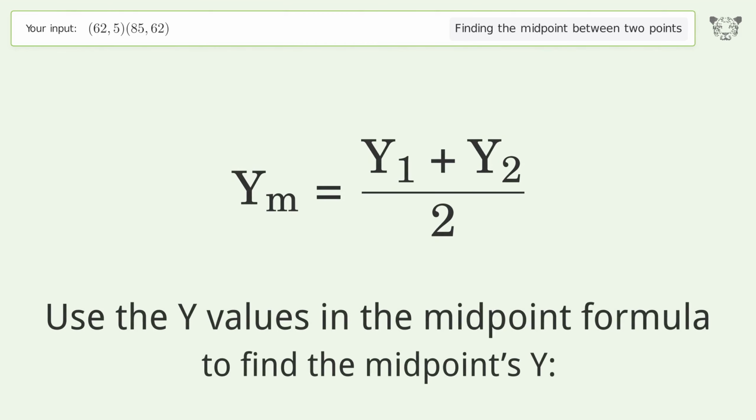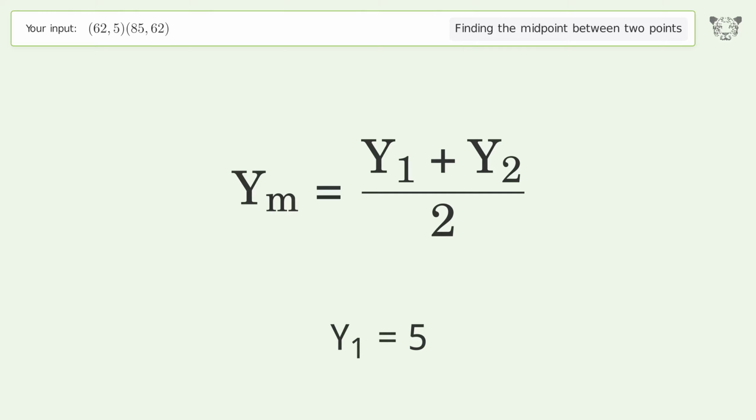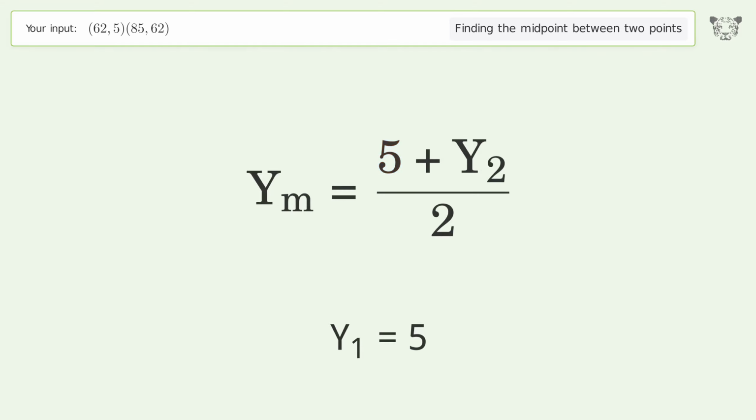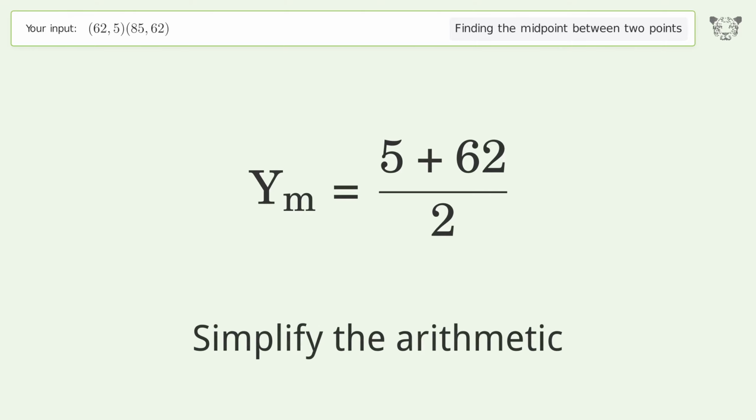Use the y values in the midpoint formula to find the midpoint's y. y1 equals 5. y2 equals 62. Simplify the arithmetic.